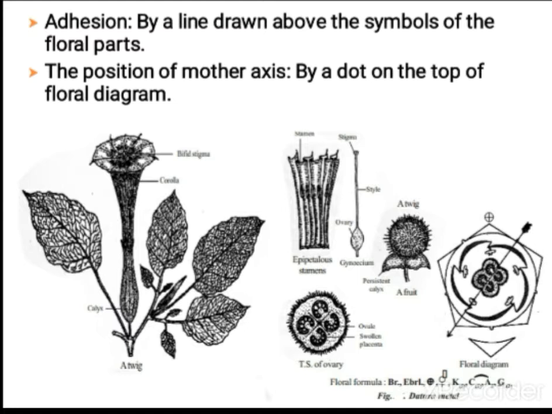The position of the mother axis is shown by a dot upon the floral diagram. Here, this is the floral formula and this is the floral diagram. By seeing the floral diagram, you can write the floral formula. By seeing the floral formula, you can draw the floral diagram also. Br is for bractate, EBr, Brl, ebracteolate.